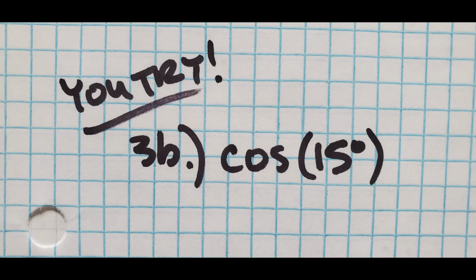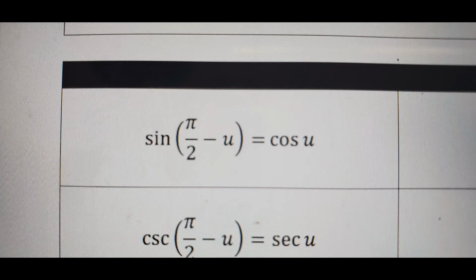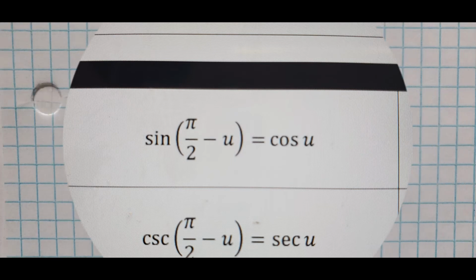You're going to use a cofunction identity at the beginning, so look for cosine of u, and in this case, u is going to be 15 degrees. All right? I'll see you as soon as you're done.